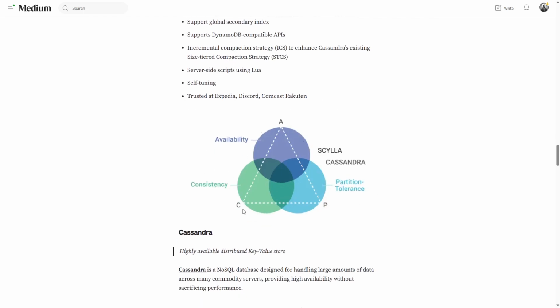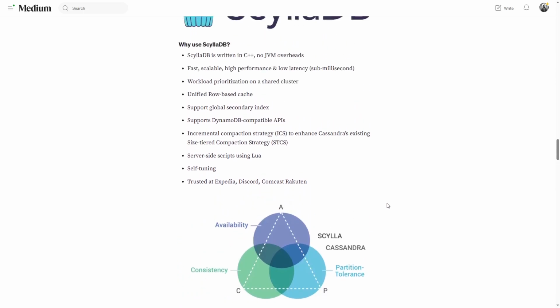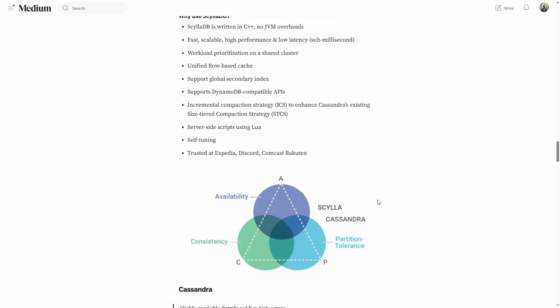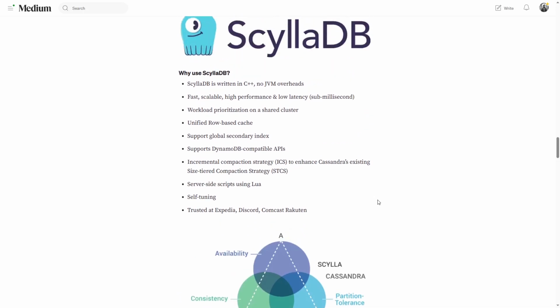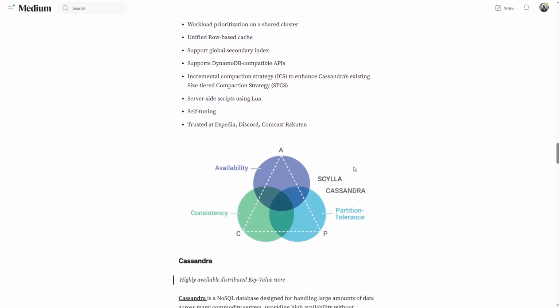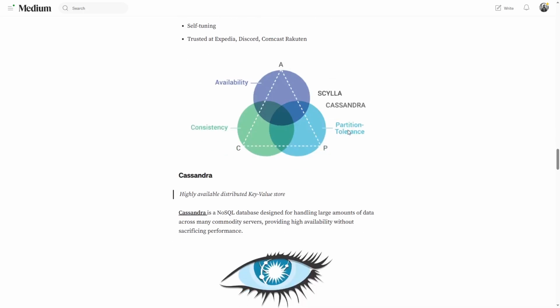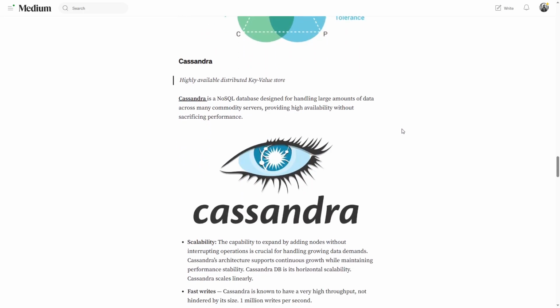And if you see the consistency, the CAP theorem, where does ScyllaDB fit? It uses AP, so it is highly available, and partition tolerance it gives. Consistency-wise, it uses eventual consistency, but again that is not an issue. Generally the writes are reflected very fast. It can be self-tuned. It has server-side scripts using Lua and other stuff. So it is very customizable, and it has a lot of integrations. It is trusted at large companies like Expedia, Discord, Comcast, Rakuten. So yeah, this is already in production and battle tested as well.